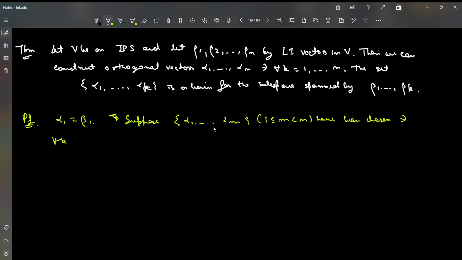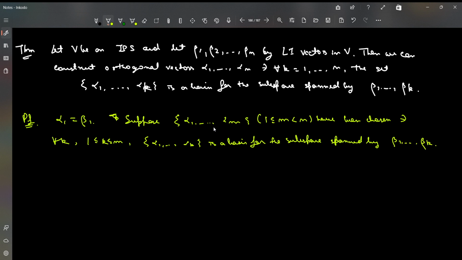such that for all k, where k is less than or equal to m, the set alpha 1 till alpha k is a basis for the subspace spanned by beta 1 till beta k. So what we actually do is assume that we already have m vectors which abide by the hypothesis we have in the theorem, and using these m vectors we construct the m plus 1th vector.